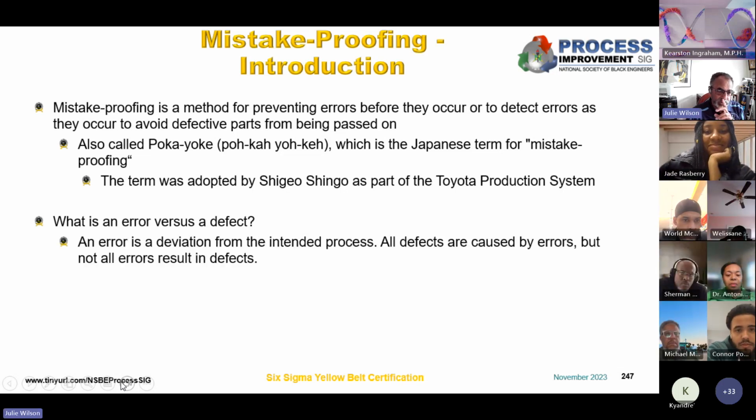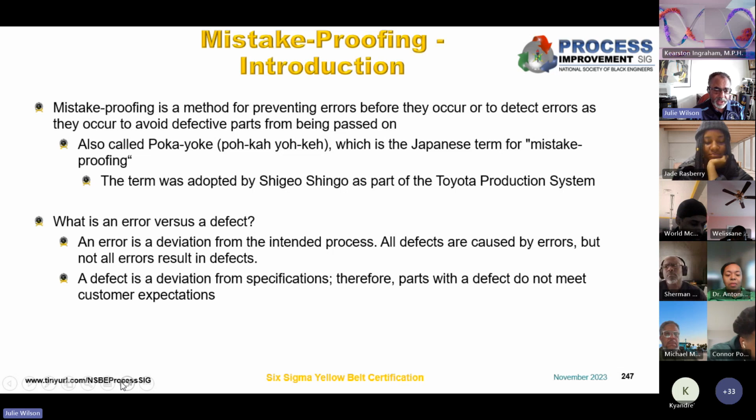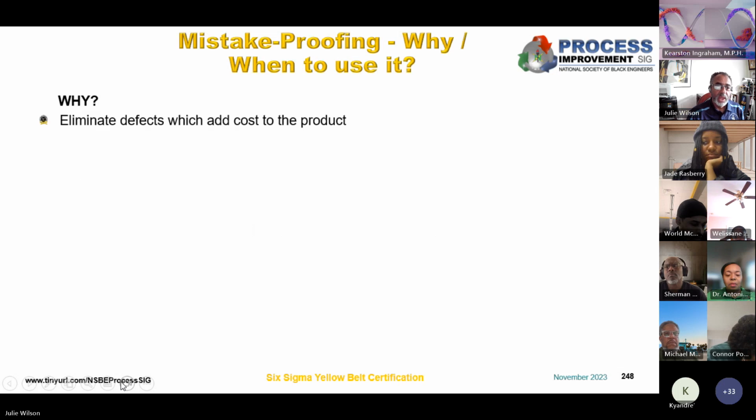First thing to understand, what's the difference between an error and a defect? An error is a deviation from the intended process. All defects are caused by errors, but not all errors result in defects. So error is you make a mistake. Defect is you end up with a bad result. A defect is a deviation from specifications. Therefore, parts with defects do not meet customer expectations.